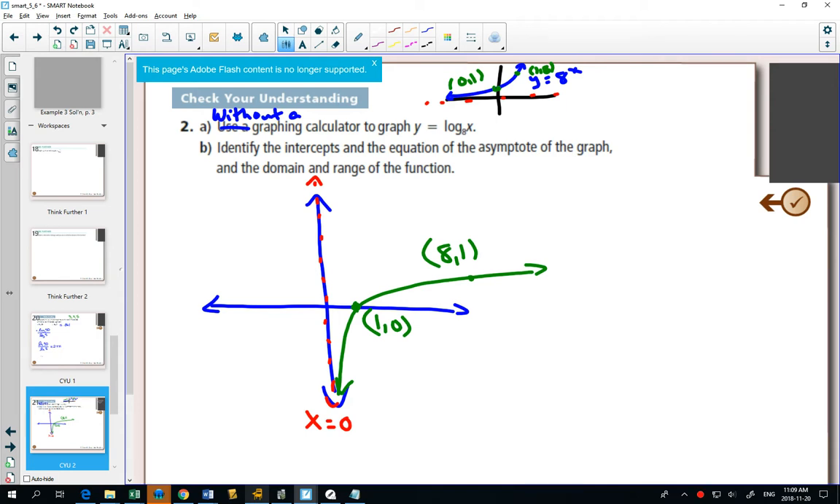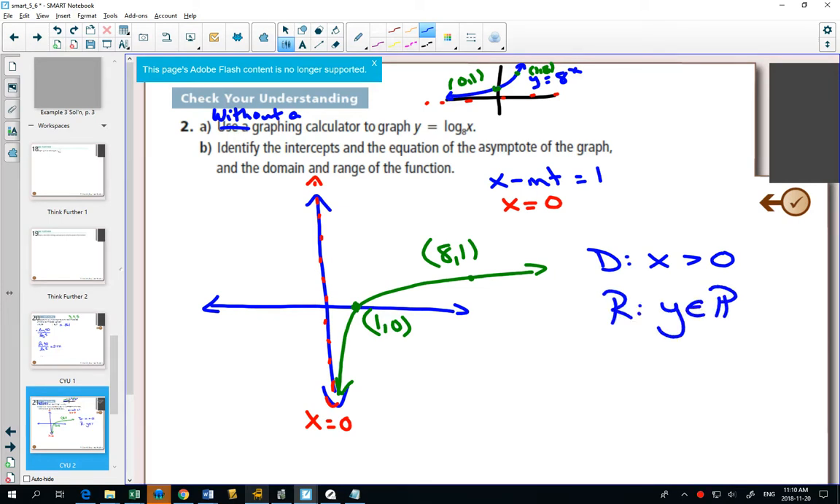So what are the intercepts? Well, there's only an x-intercept, and it's equal to 1. The equation of our asymptote is x equals 0. The domain is now x is bigger than 0, and our range is everything.